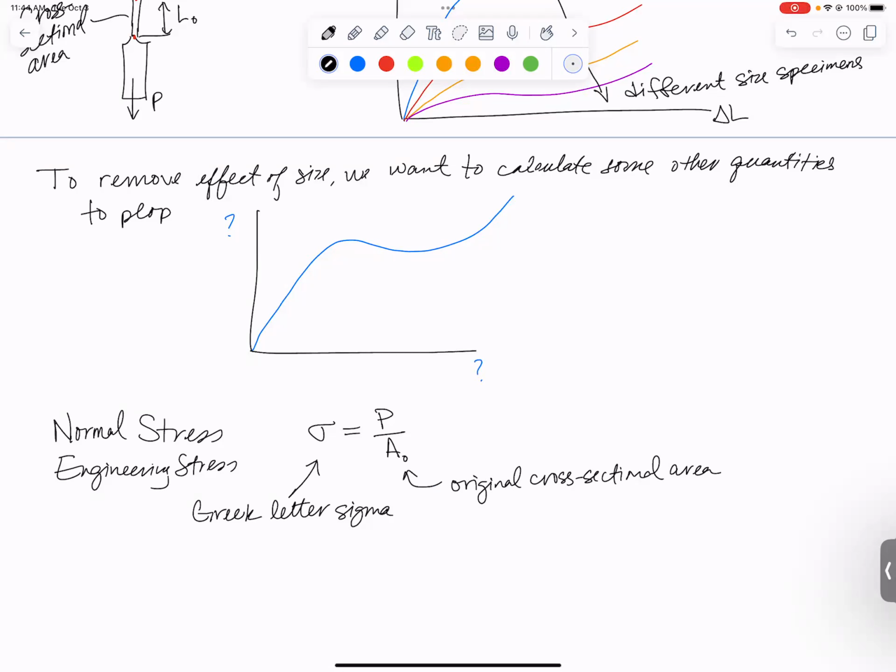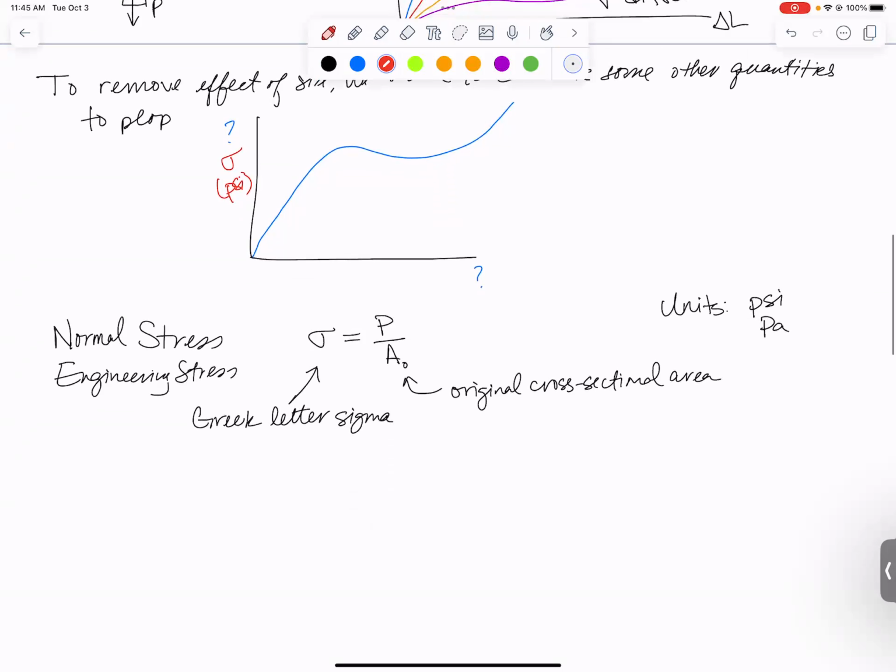So what kind of units will this have? This stress has got to have force units on the top, pounds, and area units on the bottom. So the units will be either PSI or pascals, which, as you'll recall, is a Newton per square meter. That's what we're going to plot on the vertical axis. This one is going to become sigma, in units of, for example, PSI. And then what about that horizontal axis?